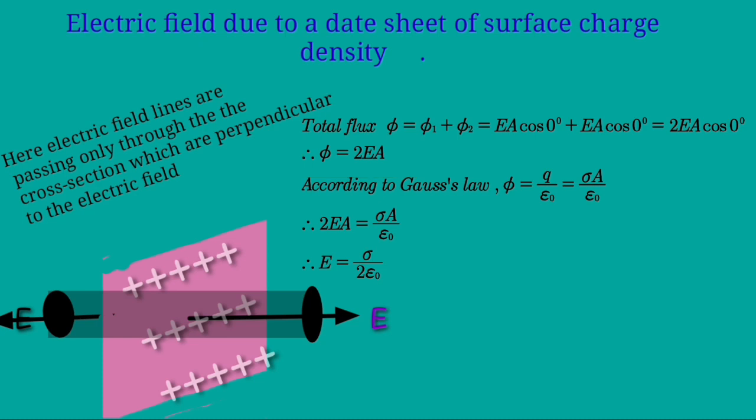Now according to Gauss law, the total flux phi is equal to total charge by epsilon naught, that is q by epsilon naught is equal to 2 into EA. Now total charge is equal to surface charge density into area of cross section. Therefore sigma A by epsilon naught is equal to 2 into EA. Therefore electric field E is equal to sigma by 2 epsilon naught. This is the expression of electric field due to a long thin sheet of surface charge density sigma.